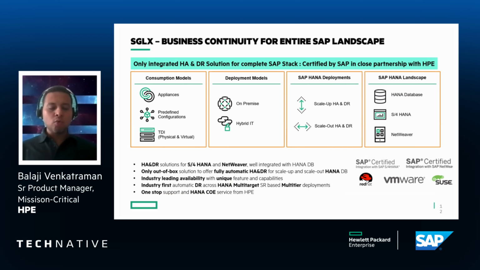And finally, we are the one integrated HA/DR solution for the complete SAP stack, certified by SAP in close partnership with HPE. You have solutions for S/4HANA, NetWeaver, scale up, scale out database, and multi-target. So we are the only product to have all those capabilities all in one solution. So you don't have to look for different solutions for different environments. And all of this is supported with Red Hat, SUSE, and also in VMware. You can even use it for vHANA instances. And finally, we have superior HANA Center of Excellence support from HPE. So it's a one-stop shop for you.